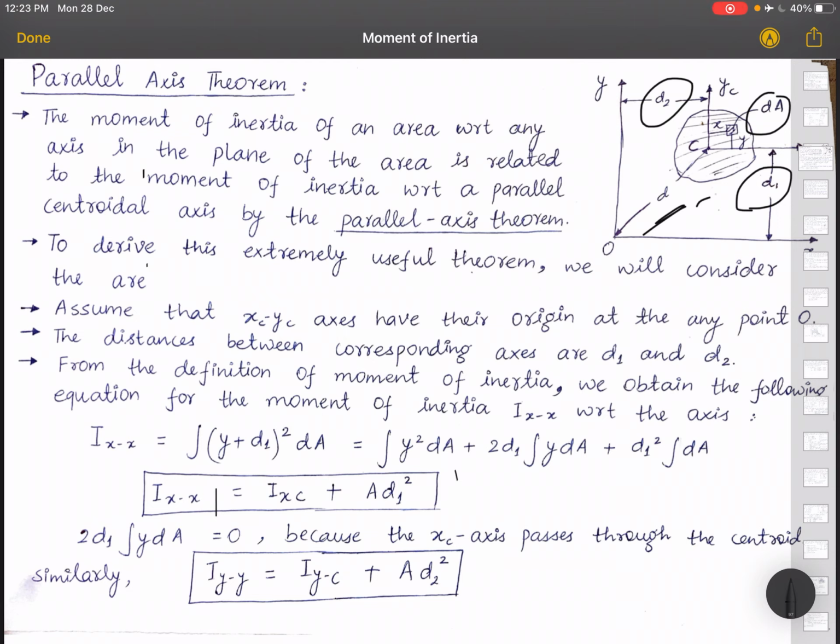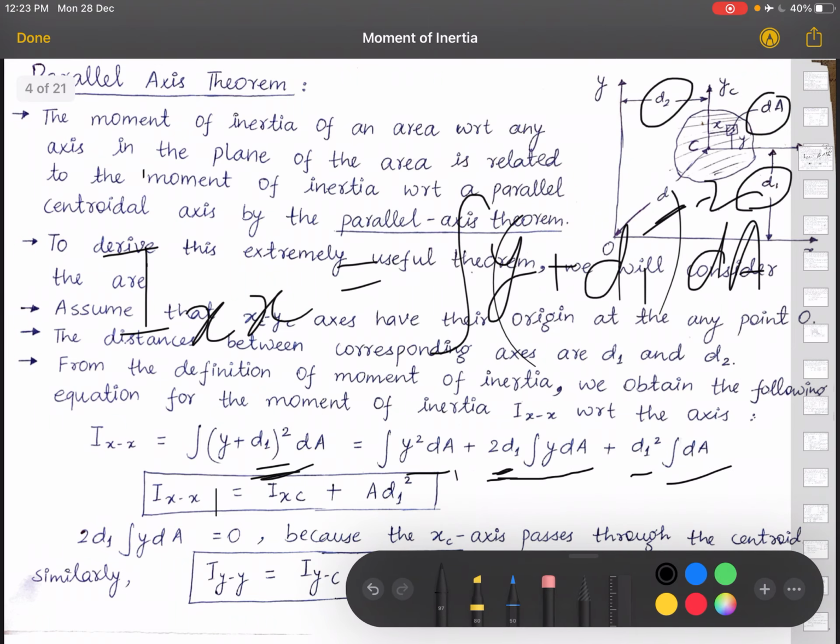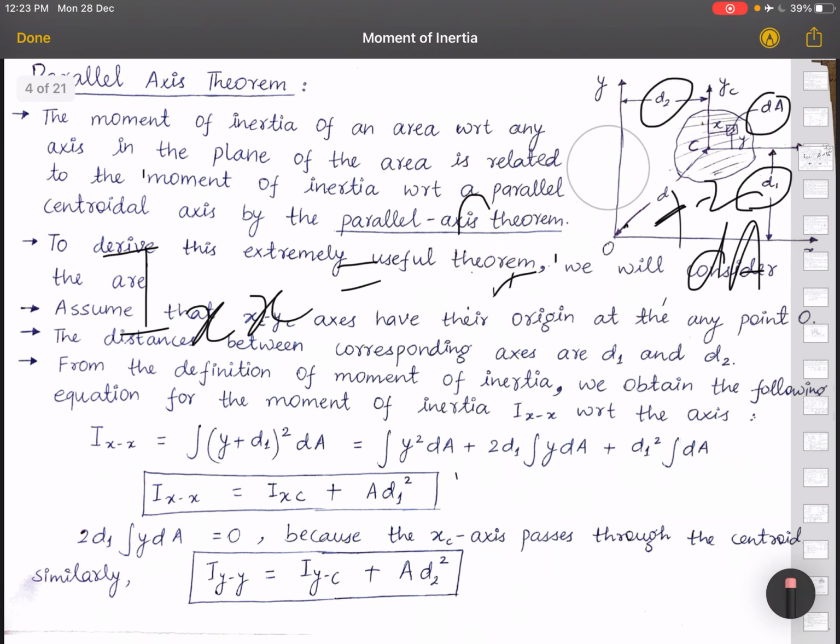Now Ixx will be what? The distance from the y-axis, which is (y plus d1) squared, multiplied by dA. It is written over here. Now we are just opening the bracket. The first term will be y squared dA. The second term is 2 d1 y dA. d1 is constant, so we have taken it out of the integral. And finally d1 squared into dA. So this is our final result after opening the bracket.